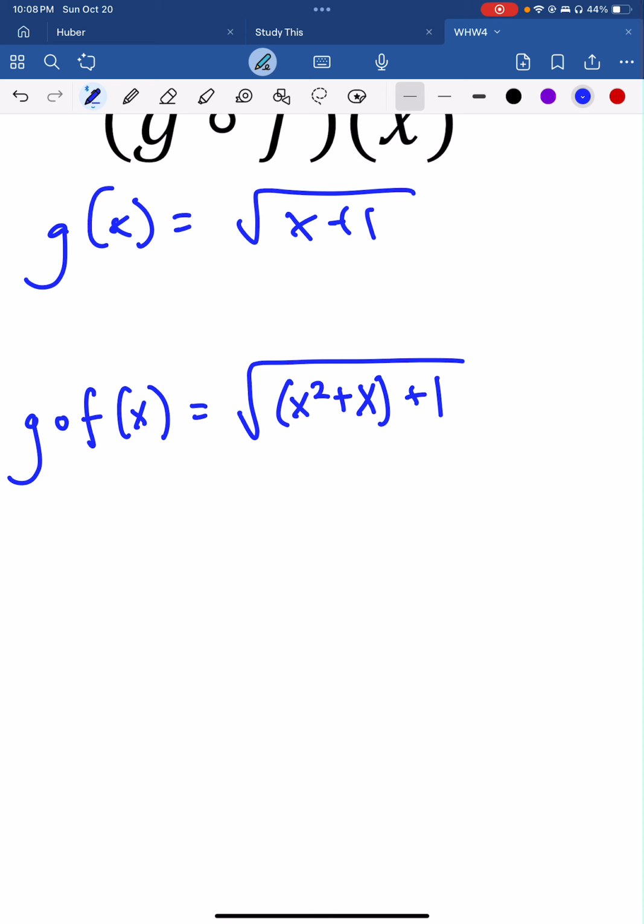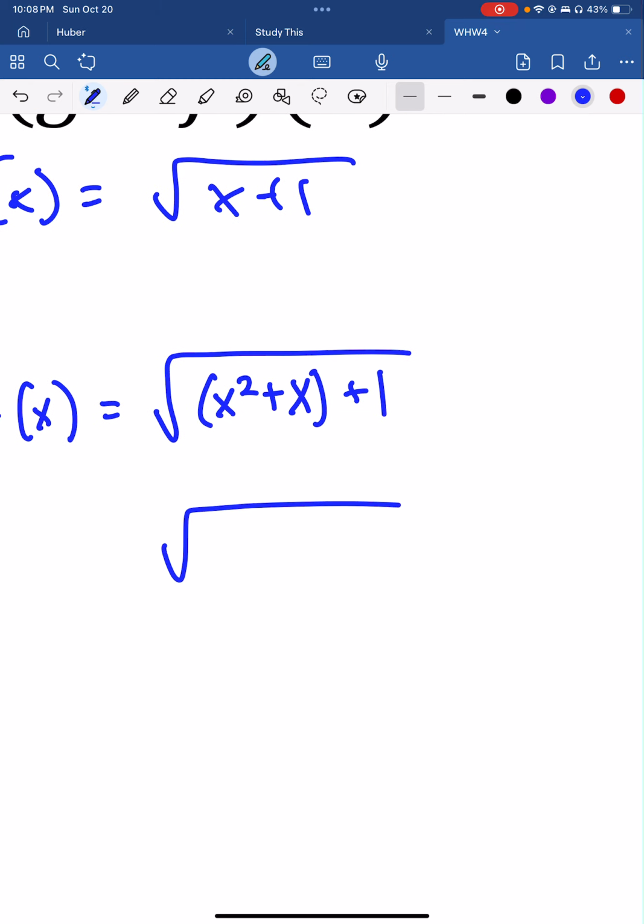There is no way to simplify this. You could possibly try (x plus 1) squared, but that does not FOIL out to be x squared plus x plus 1, so this is perfectly fine.